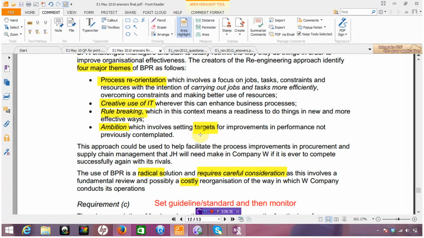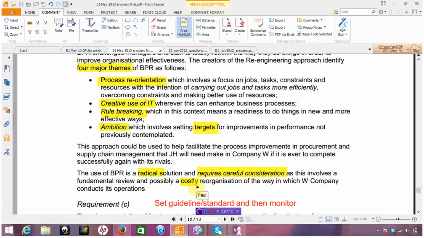Ambition in the sense of building in targets for improvements that perhaps weren't contemplated previously. So in terms of a summary on BPR, obviously there's a link between process maps and BPR, but we're really talking about a radical overhaul of the business. It certainly does require careful consideration, and it may well be costly. Okay. So that's a very brief and quick summary of process maps and BPR, how they could help an organization or entity, and how they will help W Company in this case.